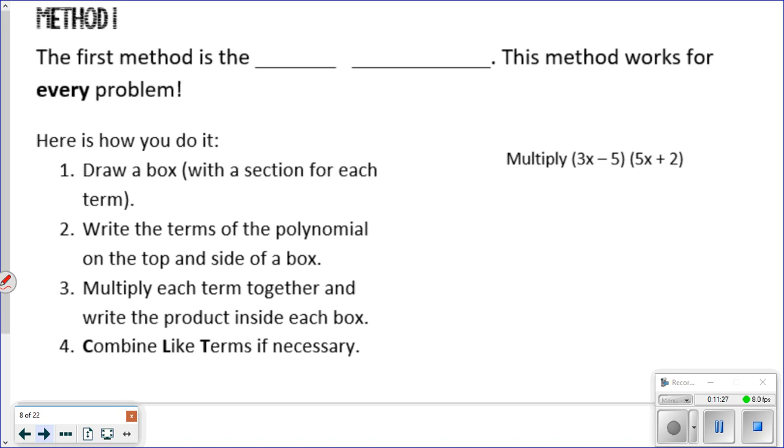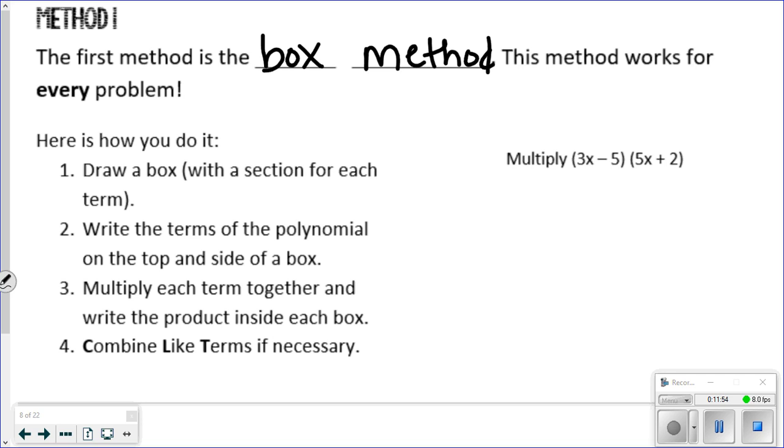The first method is called the box method. You can type this in using Kami, or you can do this on a separate piece of paper. This type of method works for every single multiplication problem. We just saw a binomial times a binomial. We had a 2 by 2.